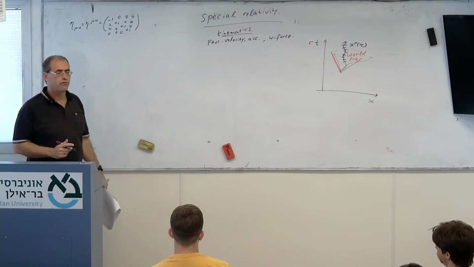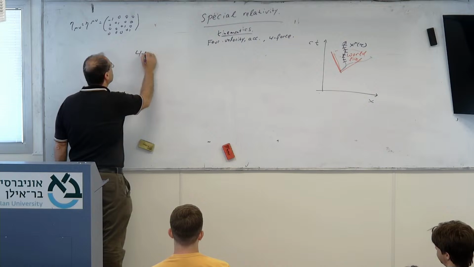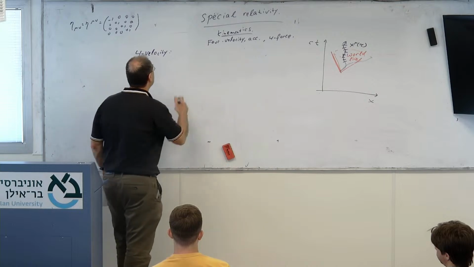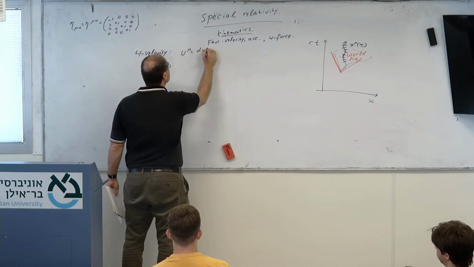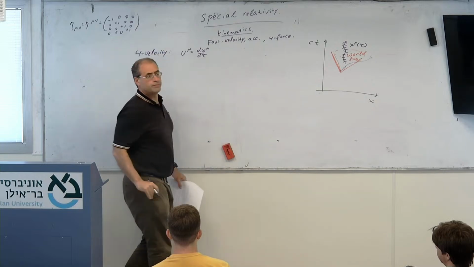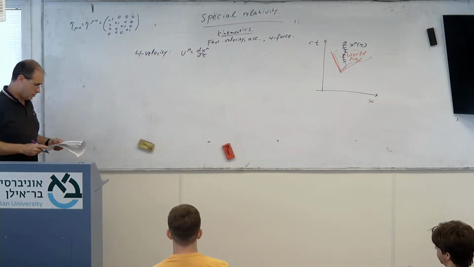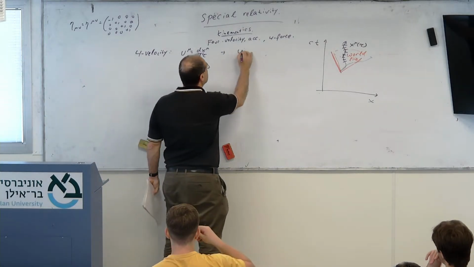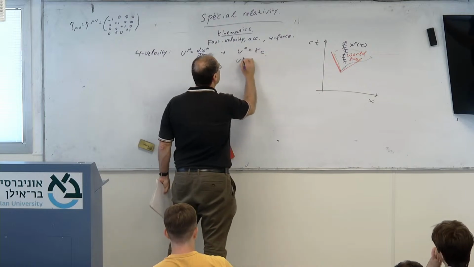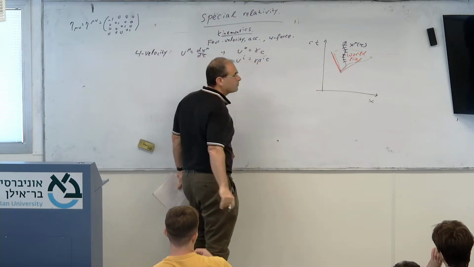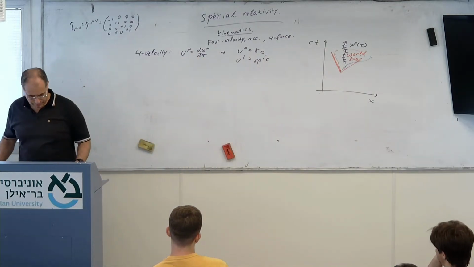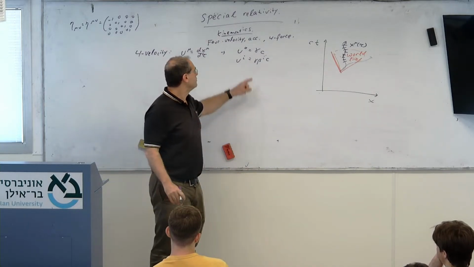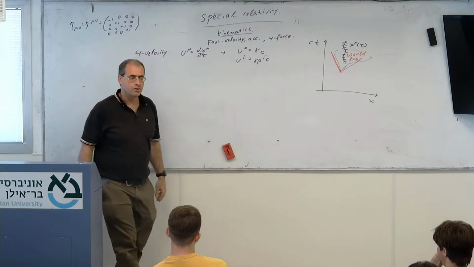Then I can define the 4-velocity. U mu is dx mu over d tau. Nothing much I can do, and then I showed you that this ends up with u0 is just gamma c, and ui is just gamma beta i c. So if you want to know your regular velocity, just divide ui by u0.